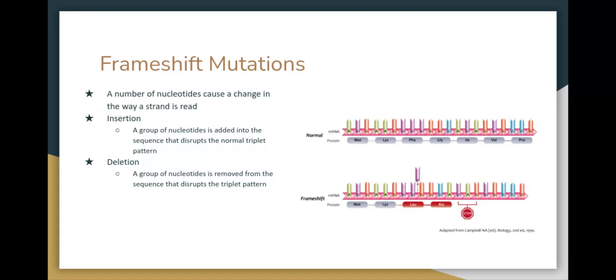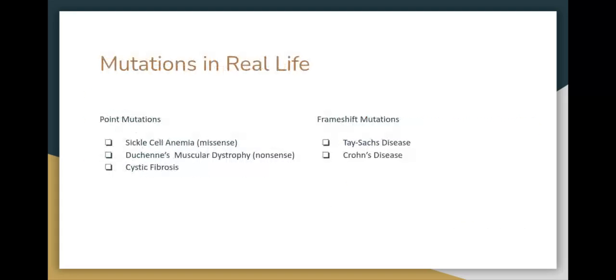And something similar yet opposite is a deletion. That's a group of nucleotides being removed from the sequence that disrupts the triplet pattern. So if you have 2 codons right next to each other, and 2 nucleotides get taken out, then this one now takes 2 from the next codon and then redesigns the amino acid sequence after that. Crazy, right?